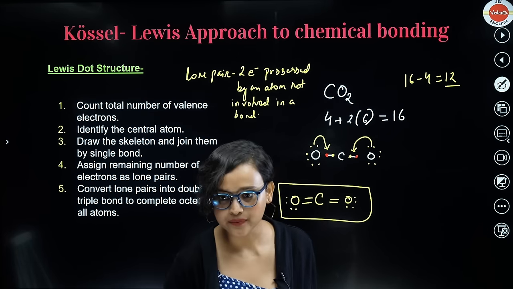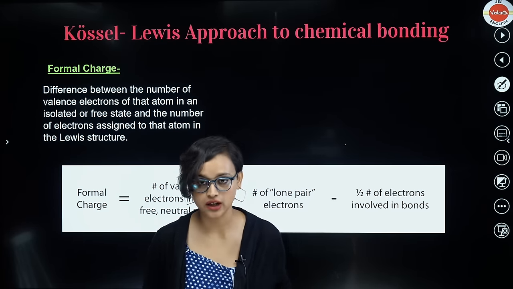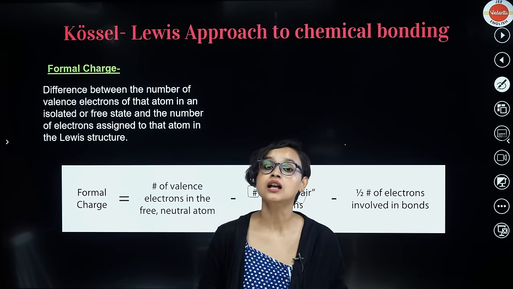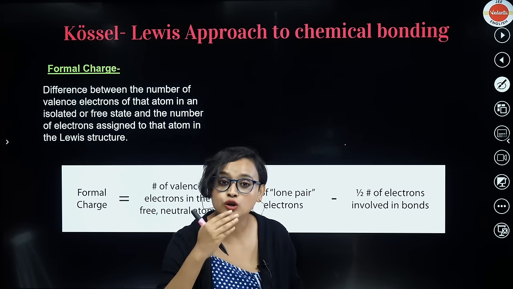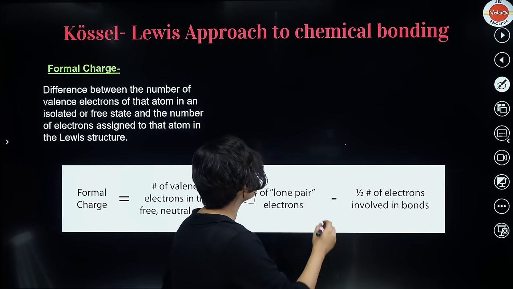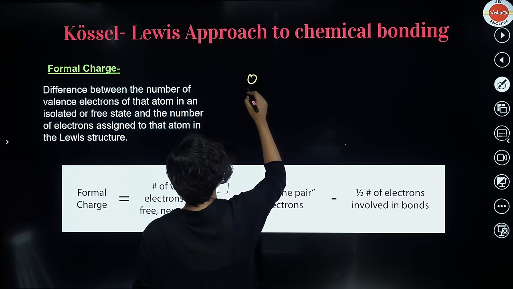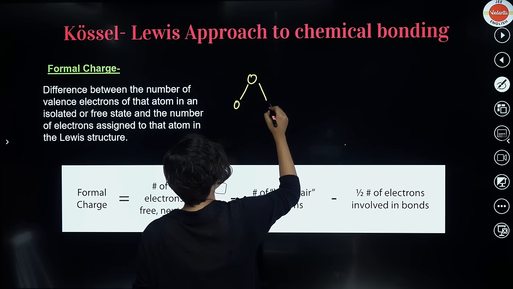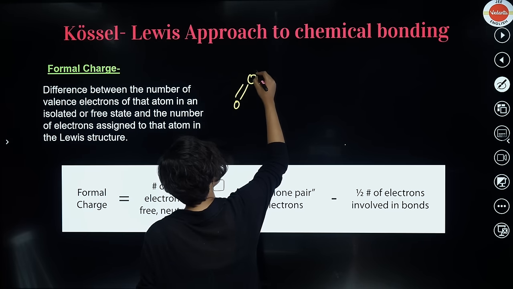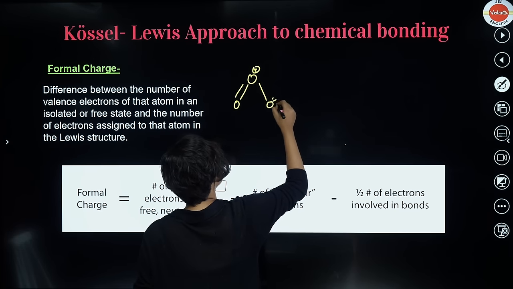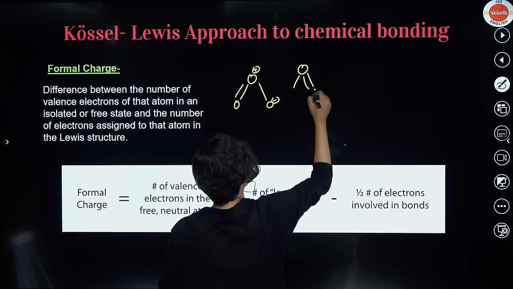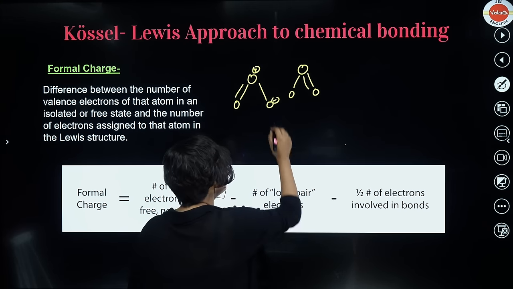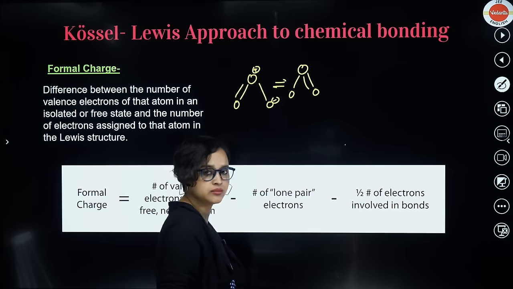All right. Now we come to a term called formal charge. What is this formal charge? You have to understand that there are different Lewis structures possible. For example, if I take the example of ozone, O3, don't you think it can exist like this? There can be a double bond here, or there can be a double bond here and a single bond here. Both of them are possible, correct?